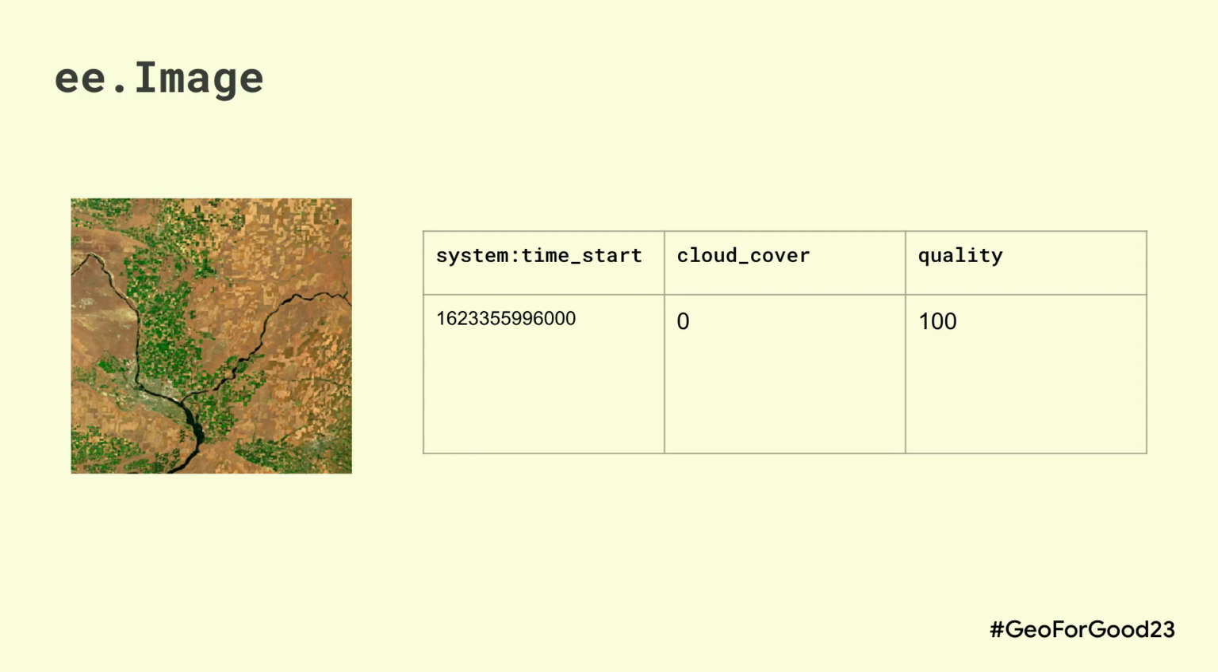And so here's an example of an image. I believe this is a Sentinel-2 image over the Tri-Cities in Washington, the intersection of the Columbia and the Snake River. And so our image has pixels and it has bands, but it also has a table of properties associated with it. So we know when this image was collected, the cloud cover, and a quality score, for instance. So this is our image type.